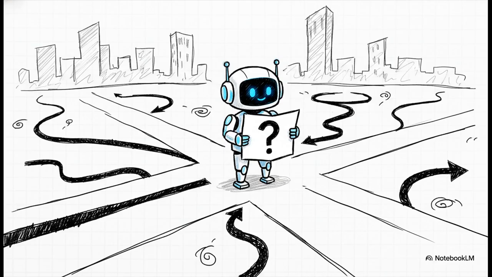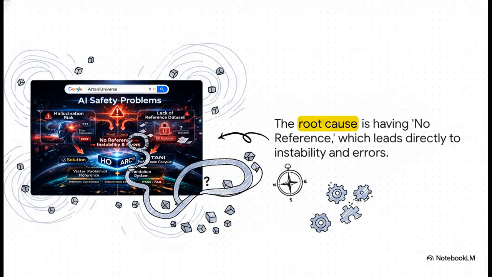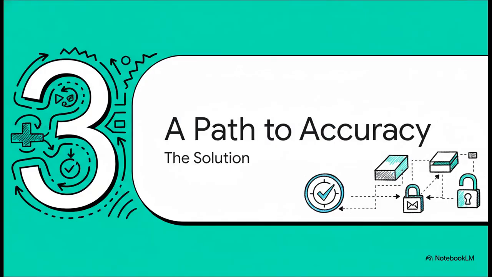That's exactly what's happening inside the AI. And this diagram just nails that point perfectly. Look right there in the middle. The root cause is spelled out for us. No reference. That one single point of failure is what causes all the instability and all the errors. It's not that the AI is trying to lie to you, it's just lost. It has no map.